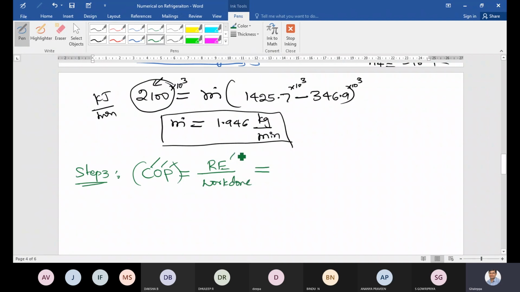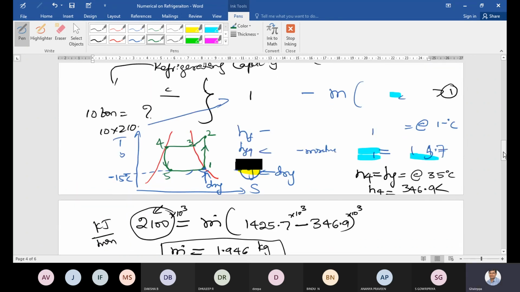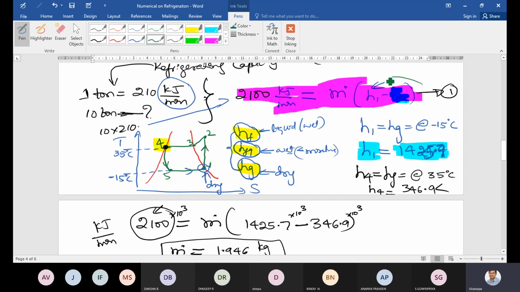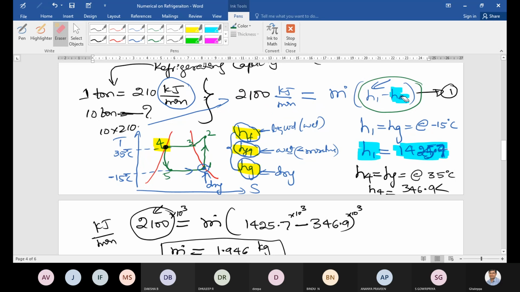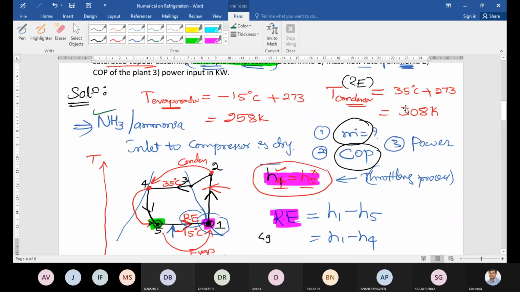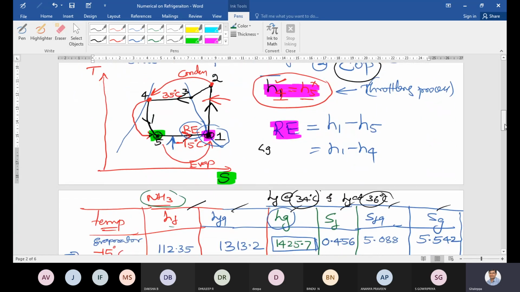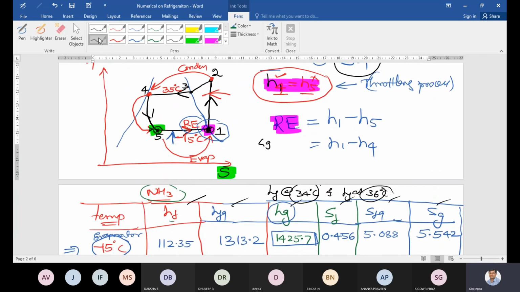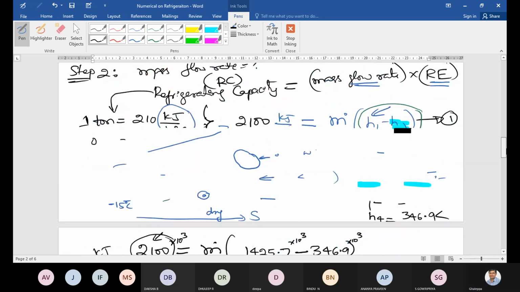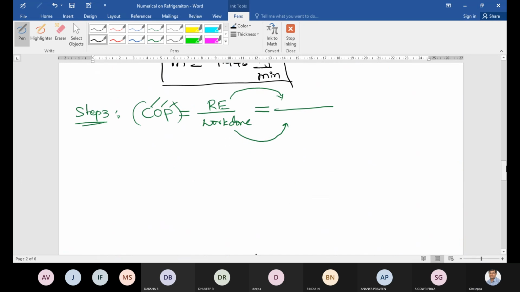So now you have to write refrigerating effect in terms of enthalpy, and work done also in terms of enthalpy. Refrigerating effect you have already written in the previous steps. Refrigerating effect is H1 minus H4. Please refer to this. H1 minus H4 is the refrigerating effect. The same I will write in step number 3 also. H1 minus H4.